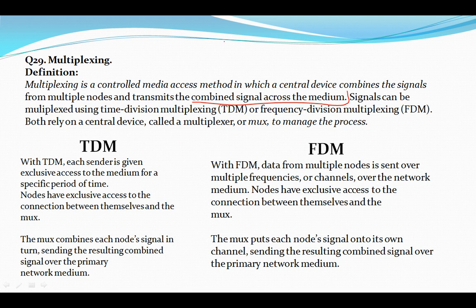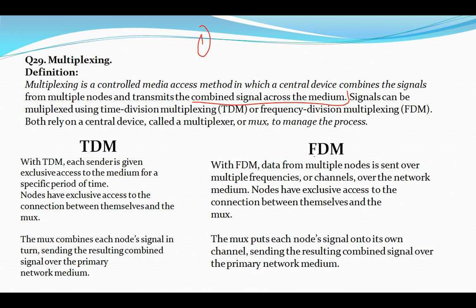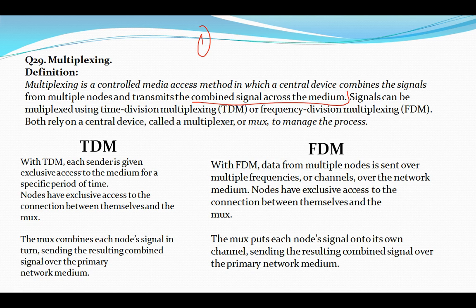So guys, the meaning is very simple here. For example, I have one computer here, and three computers, for example. Now I will use one device here, a MUX, with TDM or FDM. So it will change the character of the data transmission here. How? I will tell you here.